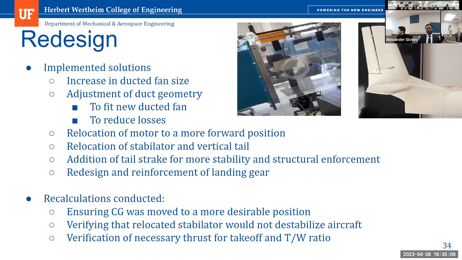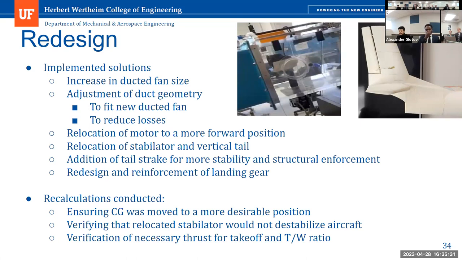In order to account for the CG issues, we relocated the motor 210 millimeters forward to help alleviate that issue. And in order to account for the truncated exhaust, we relocated the tail, the vertical tail, and the stabilator above the fuselage and used a tail strake for aerodynamic and structural gain.